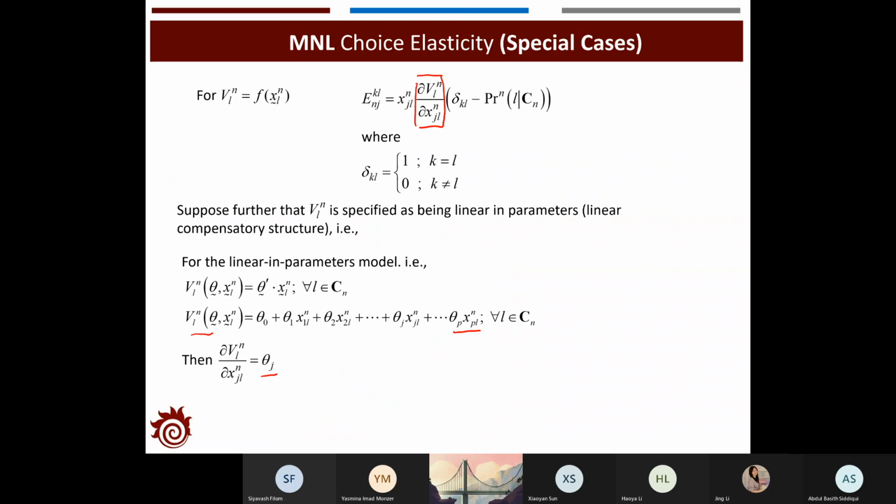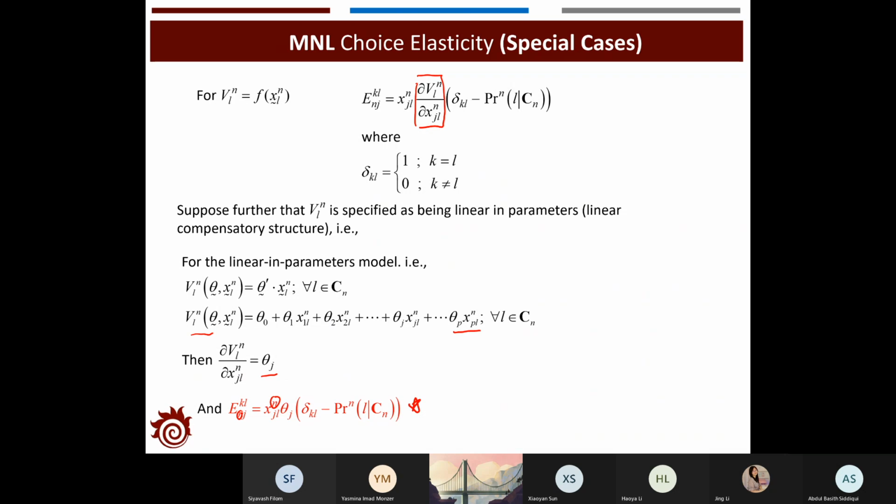And then you apply theta j to the elasticity. You get a very simple equation for the elasticity, E_njkl, that is xjl times theta j times delta KL minus probability of L. So that's what we derived for the elasticity. This one is actually applied for the individual n, so you can see the index n in the equation.